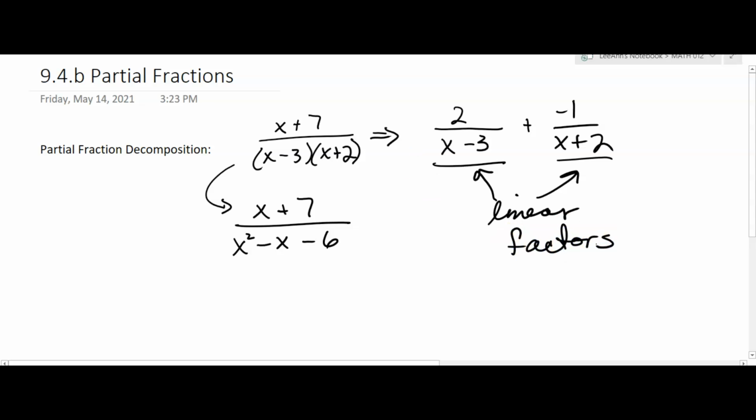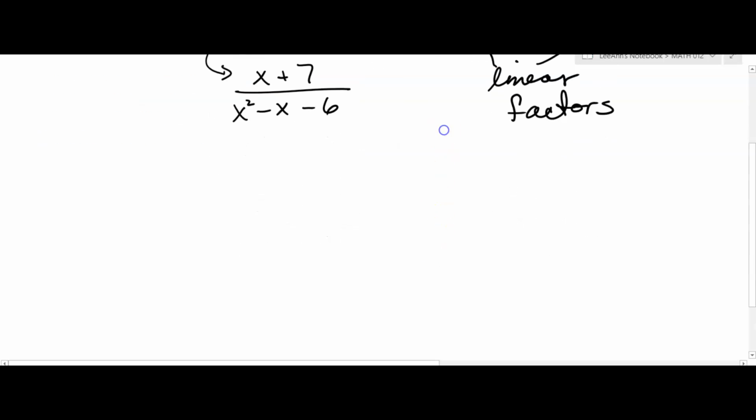Okay, so this first example that we're doing has to do with if your denominator has linear factors, like in this case. And now, if you're saying, well, what's a linear factor? It's where you have x to the first power. That's the highest degree, right? Okay? All right. So here's the thing.